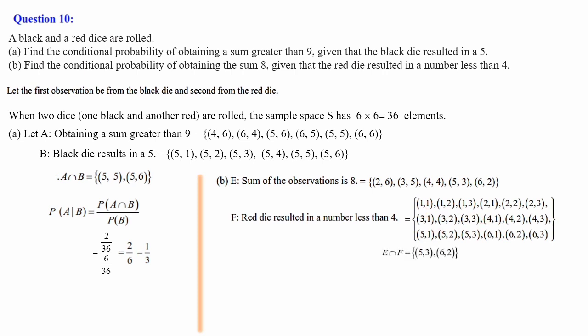Next, E intersection F, when we check, (5,3) is common. Then (6,2) is common. So these are the two elements. There are no other elements common. So E intersection F is the set {(5,3), (6,2)}.